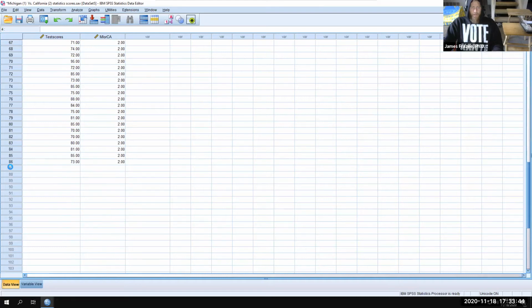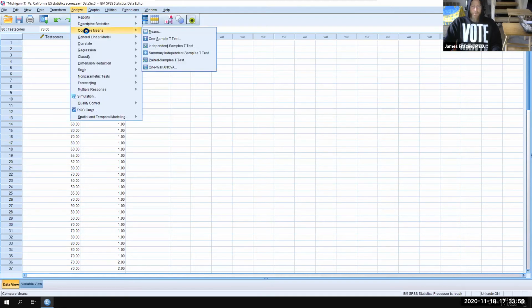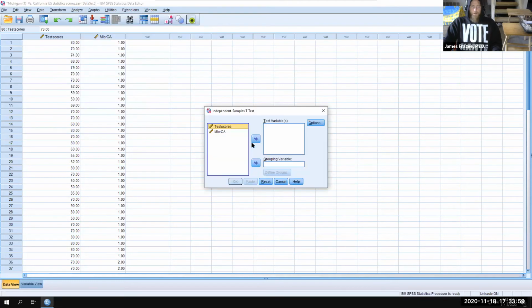There's no way you're going to eyeball 86 scores and be like, oh yeah, that one group is better than the other. And so what we're going to do is utilize an independent sample t-test to ask the question, is Michigan worse than California with regard to statistics? I put the variable of test score. Remember, we use the same test in both states. So that's our dependent variable. But Michigan and California are different, so they go in the grouping variable.